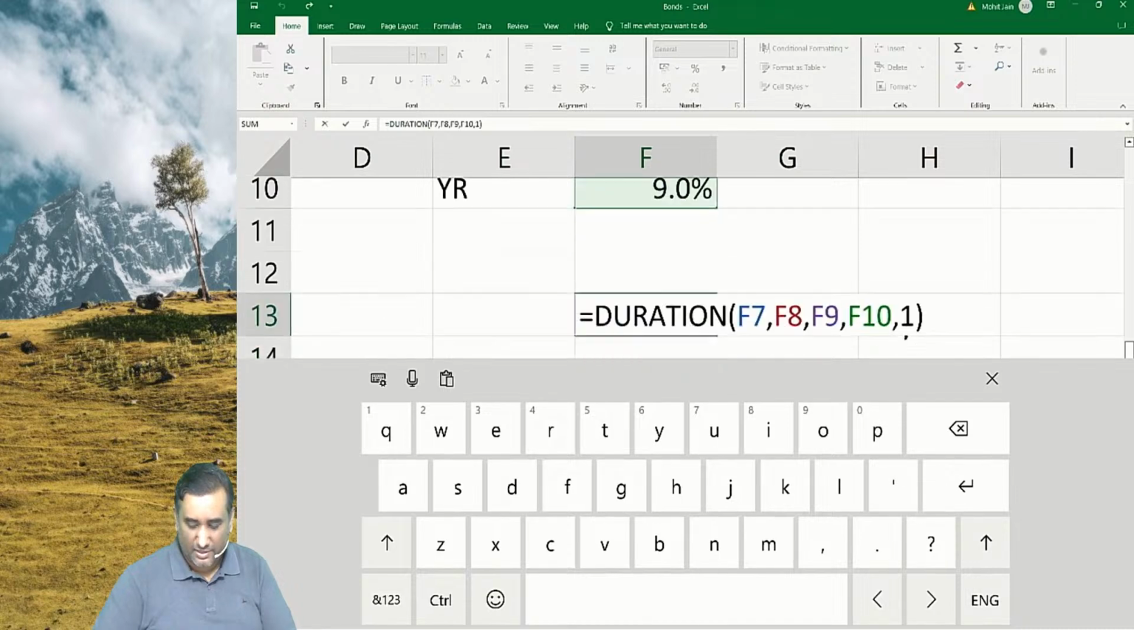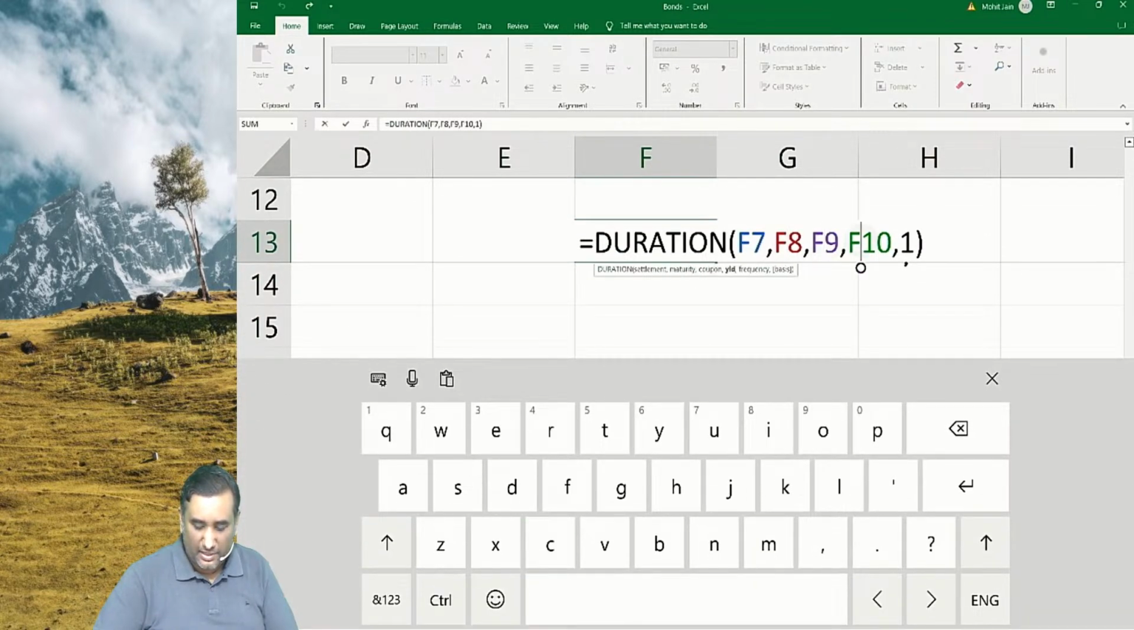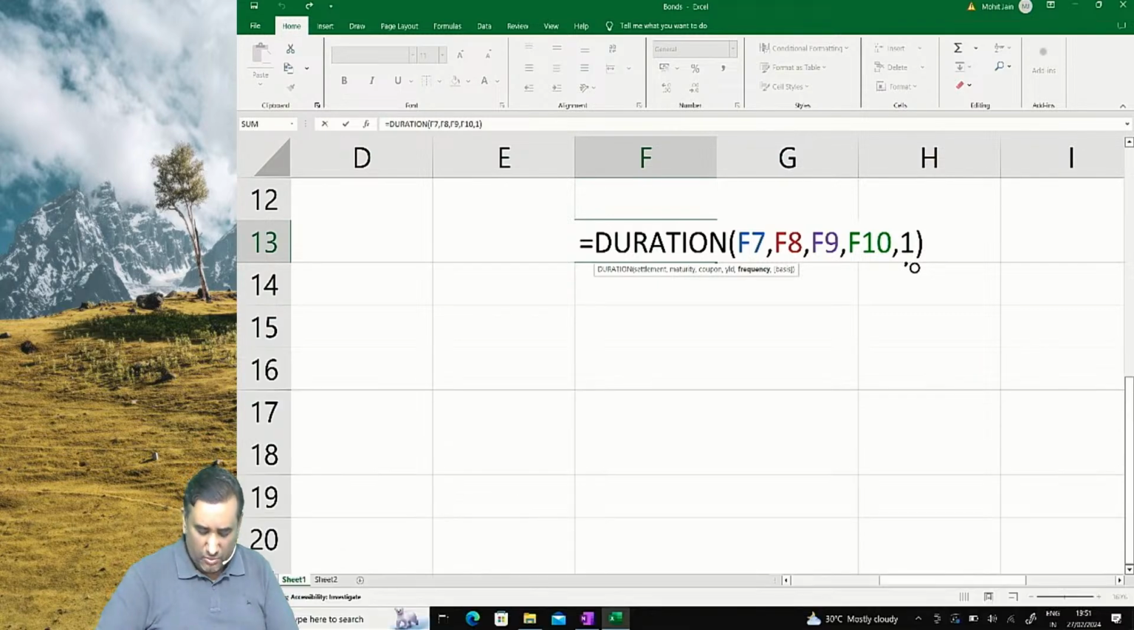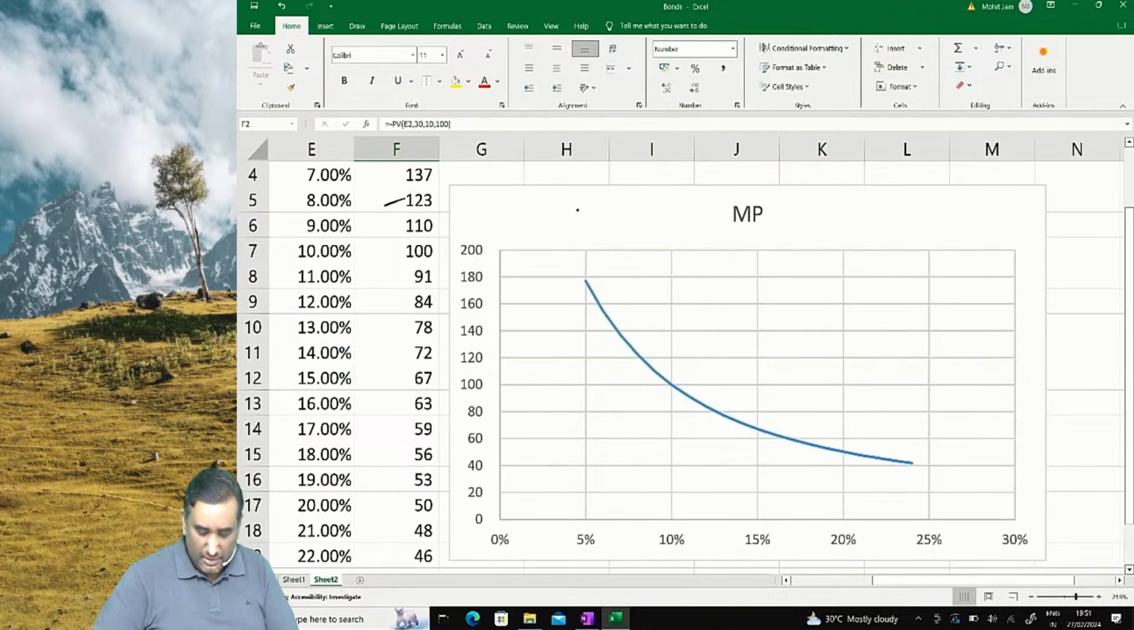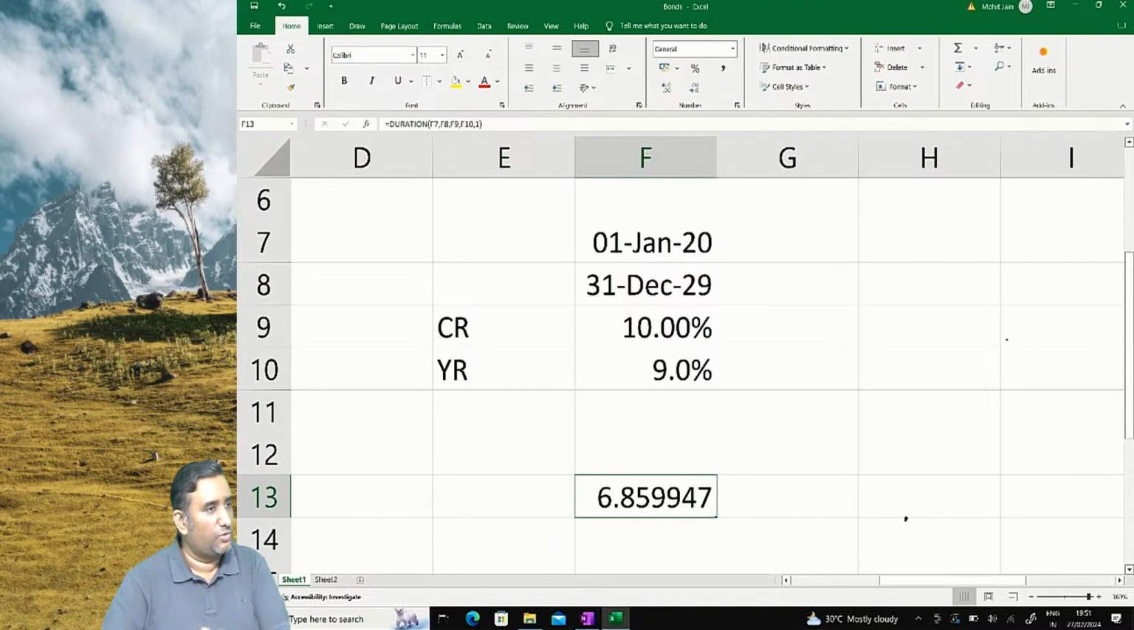It is not rocket science. I have learned that here only. The settlement date, maturity date, coupon rate, yield and frequency. If I divide by frequency also, the answer comes. Same formulas we can do. We can draw a lot of charts also. Everything we can do in general classes, in normal classes we do. But anyhow, I just wanted to show you exactly what it means.